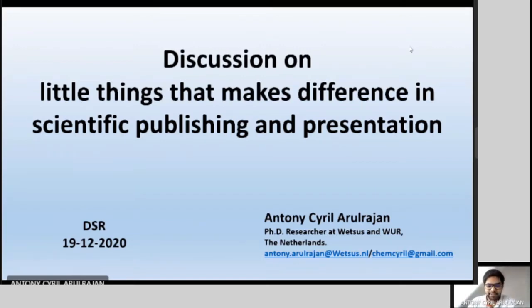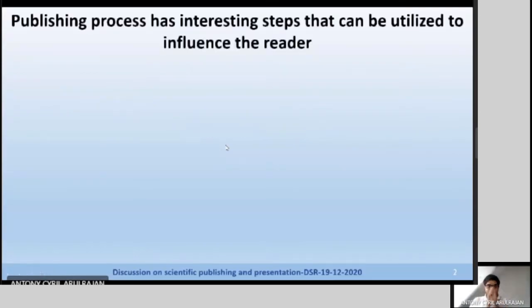First I'll start with the publishing part. Publishing is a process that has several steps, and these steps can be utilized to influence the reader. So, what are the steps? Initially, when you collect all the data, you have nice experiments. You collect data, you analyze them, and now you know the story in your mind. The first step is to put it as a title. That's the very first thing you do before you start to write your manuscript.